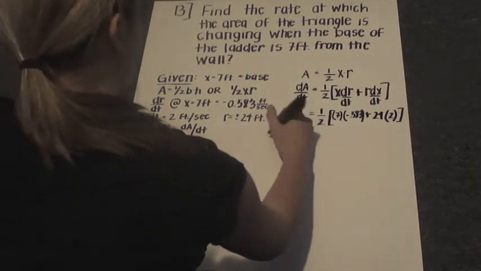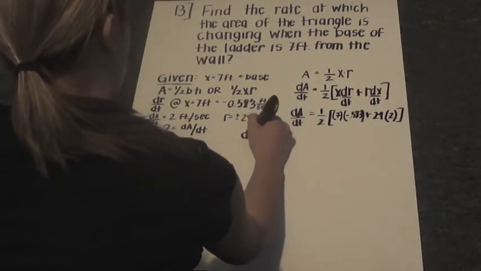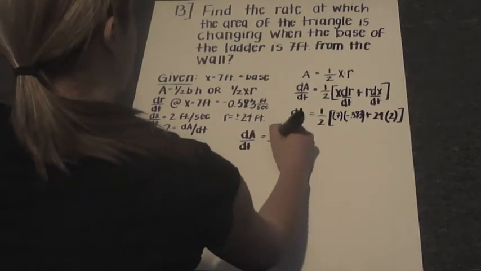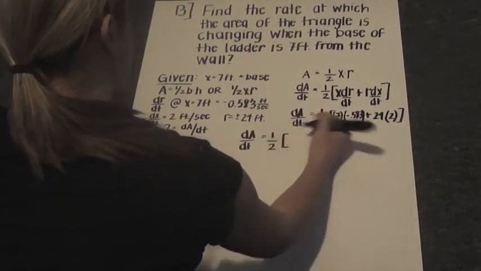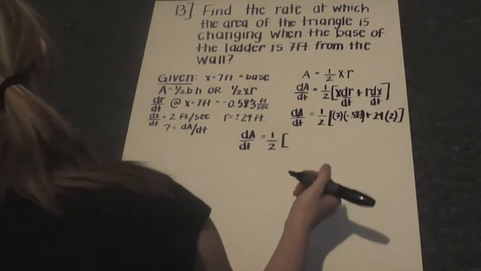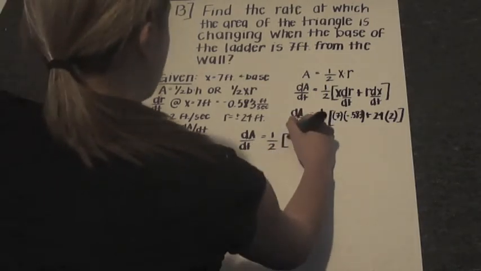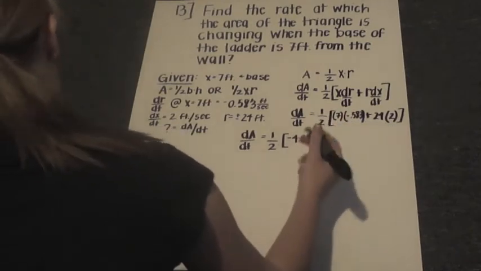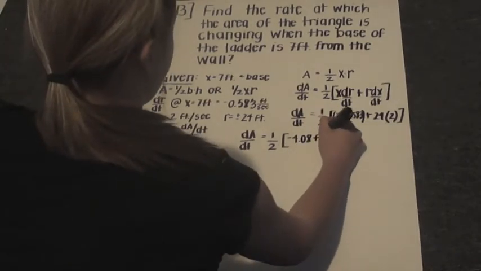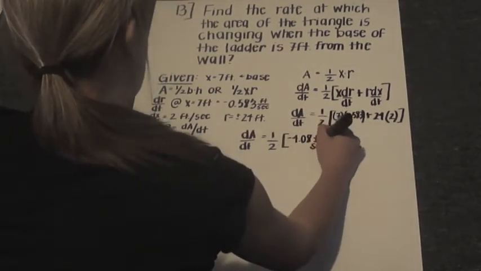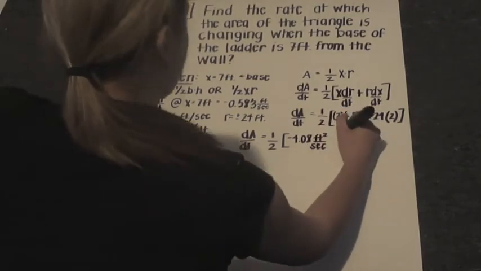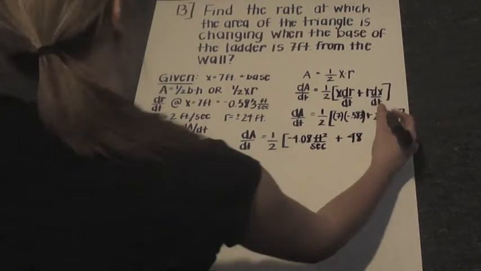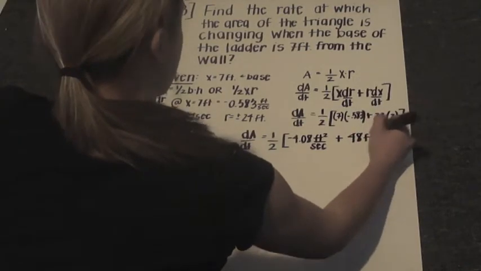And then we have dA/dt is equal to 1/2. 7 times negative 0.583 is negative 4.08. And we're going to add in our units here. So right now we have feet squared over seconds plus 24 times 4 is 48. Also feet squared per second.